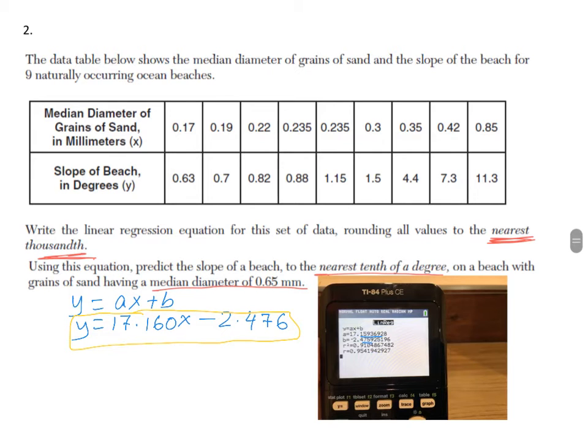All right. Then they say use this equation, predict the slope of a beach to the nearest tenth of a degree on a beach with grains of sand. So what I'm going to do is I'll just use this y is equal to and plug the equation and then solve it myself, right? There are various ways you can plug in the value of x, or you can use the equation and just use the table and get the values. So we need it at 0.65.